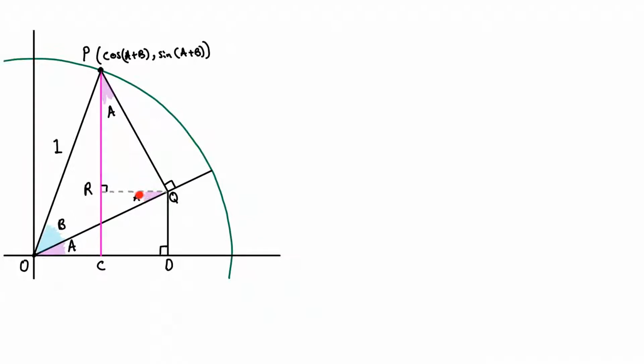We know that this angle and this angle are the same using alternate angle rules because these two are actually parallel. So I can write that angle OQR is equal to angle QOD, which is also equal to A using alternate angles.